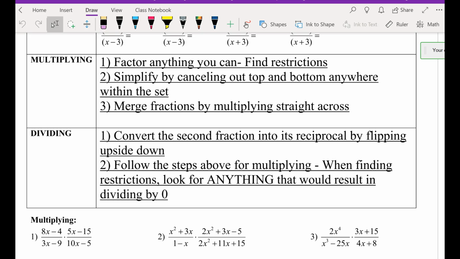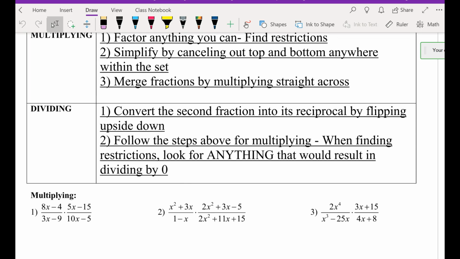Then we're going to do the same thing, or try to, when we divide. Gemma, can you help me read number 1 on dividing? Good. Okay. So when you're dividing fractions, same thing as before in 4th grade. You're going to change it to multiplication, and then you're going to flip the second fraction upside down. Kai, can you help me read number 2, please? Follow steps above for multiplying. When finding restrictions, look for anything that will result in dividing by zero. Perfect. And we are really good at finding restrictions, right, guys? When you take the denominator and do what? Set it equal to 0. Okay. Go ahead and finish copying that, and then we'll attack examples 1 and 2.